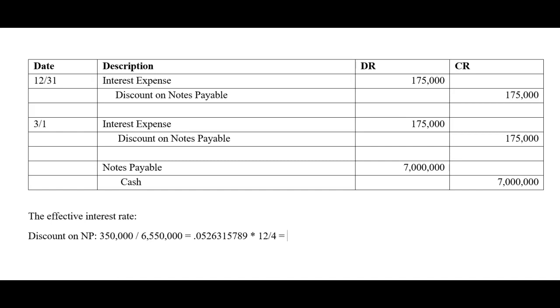And so when we multiply that out, we get 15.79 rounded percent. So notice, even though it's a 7% discounted rate, the effective rate, the amount of interest we're paying based on the funds that we actually borrowed, $6,550,000, is a 15.79% effective interest rate.